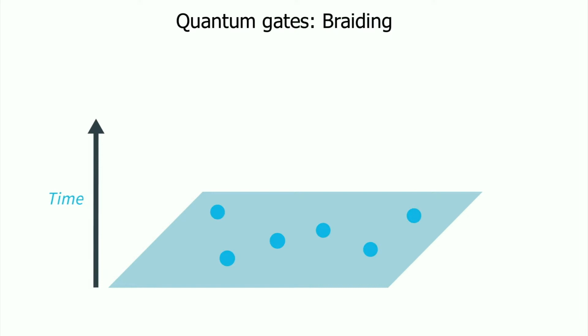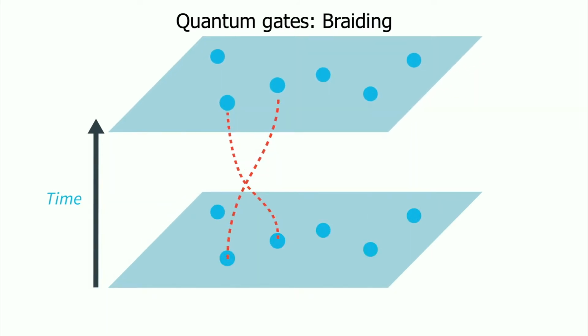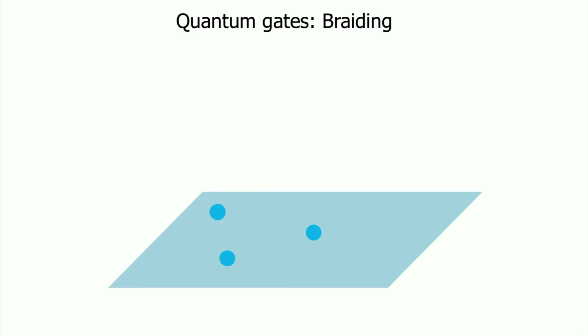Let's see how the exchange of two anyons happens as a function of time. If we follow the path of the particles, it now looks like a pair of braided loops. This is why the quantum operations on topological qubits are called braiding. Exchanging another pair of anyons leads to a different quantum operation.